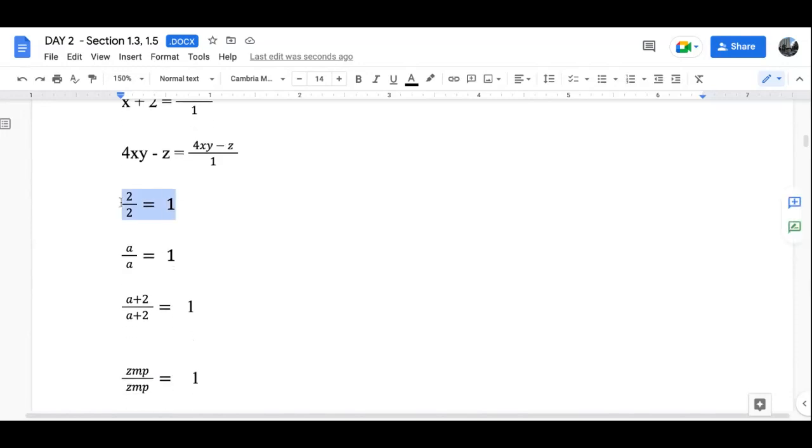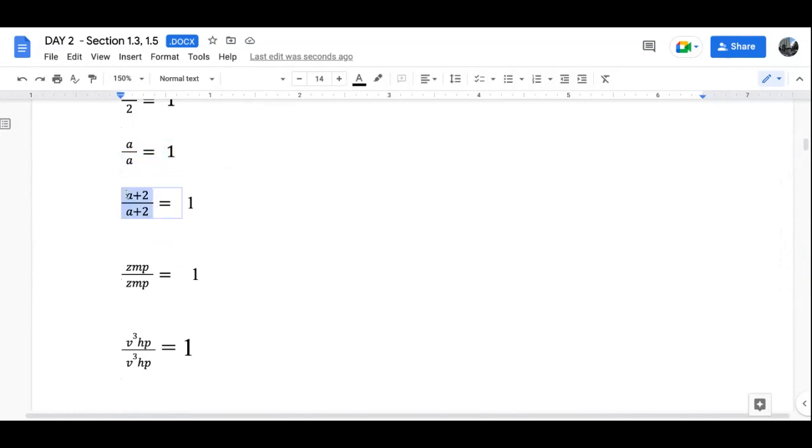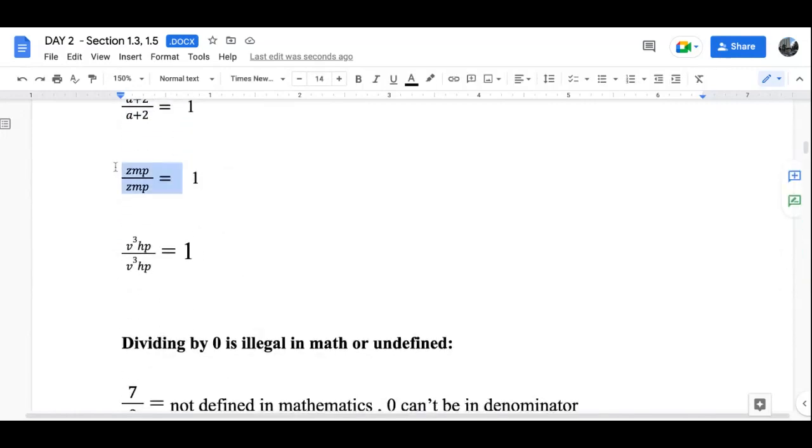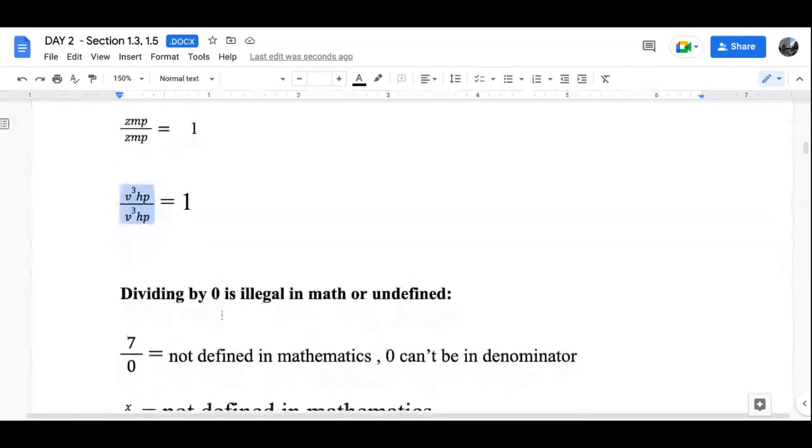Well, something divided by itself is always 1, right? A divided by a is 1. A binomial divided by itself is 1. The numerator and the denominator are the same, always 1, always, right? So something divided by itself is always 1.